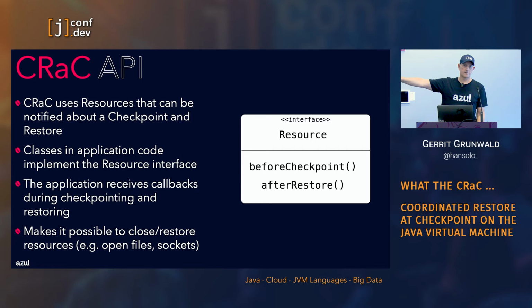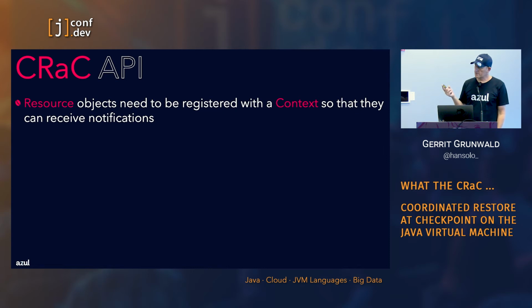In these two methods, you can react before the checkpoint is created. You can do something like closing resources. And if it is restored, you go in afterRestore and just restore these connections to the database, for example. And usually you have something like a database manager where you just implement the interface and then you have to take care of that. Right, so those are the resource objects.